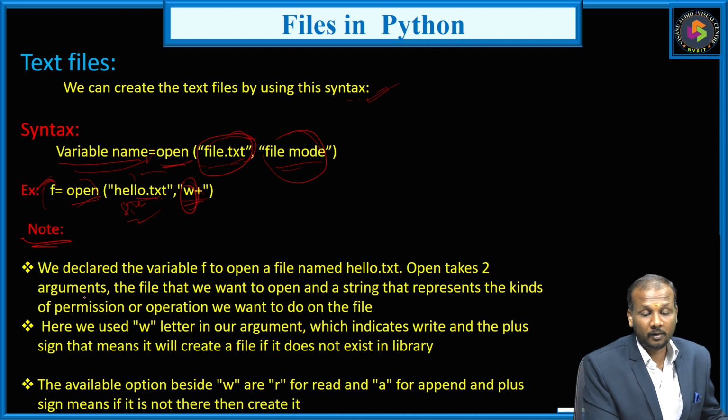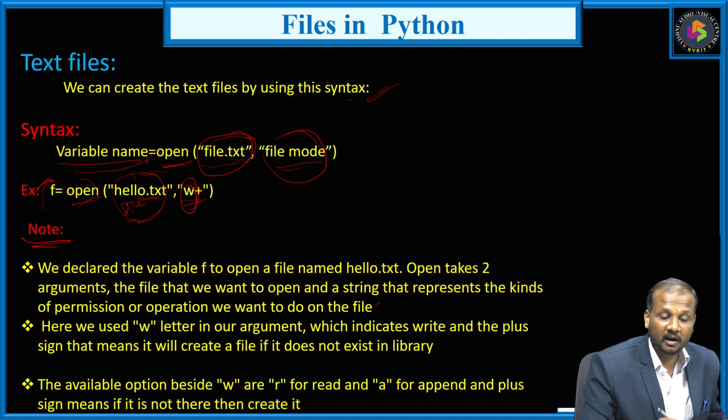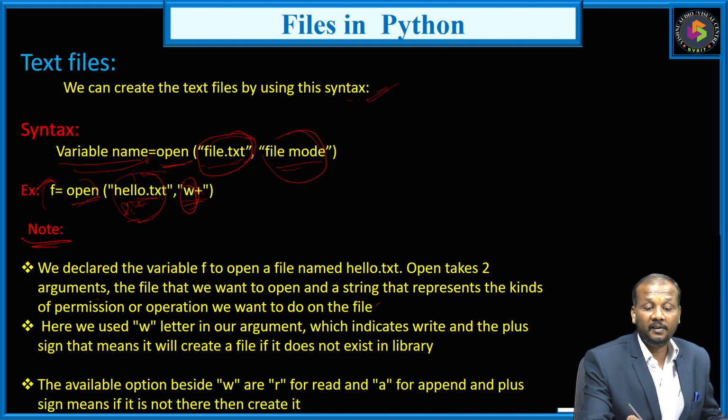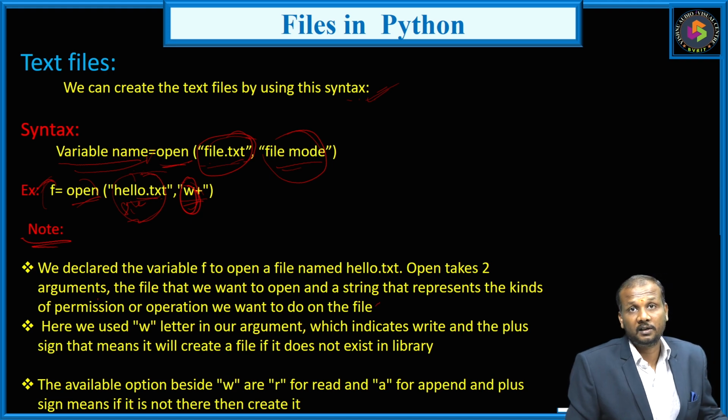Open takes two arguments. The first is the file that we want to open. The second is a string that represents the kind of permission or operation we want on this file. Here the operation is write; we use the letter w in our argument, which indicates write mode. The plus sign means it will create the file if it does not exist in the directory. If hello.txt is not there, it will create it and also perform the read operation. This is called the w+ operation.